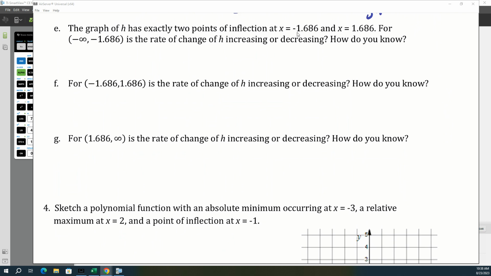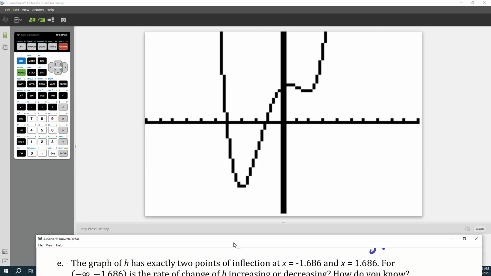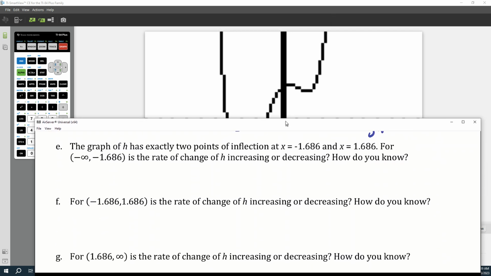All right, and so we know that's where the concavity changes. So we have concave up, and then we get to about negative 1.68 and the graph changes to concave down. And then you get to where x is 1.68 and it changes back to concave up. So those are the two changes in concavity.